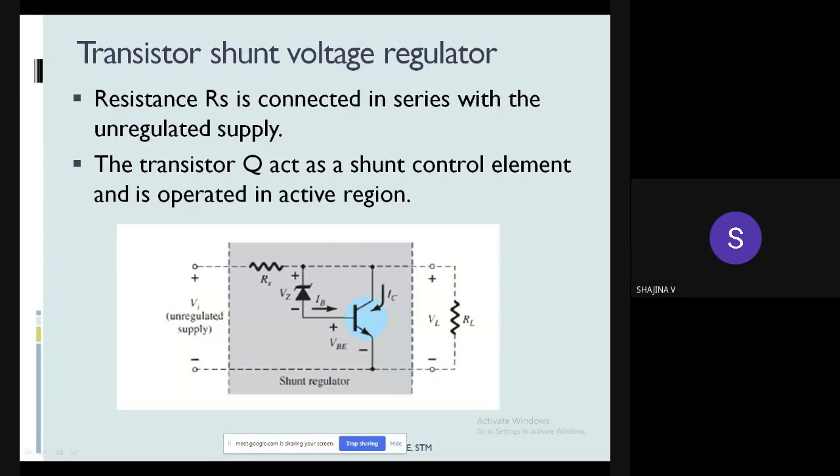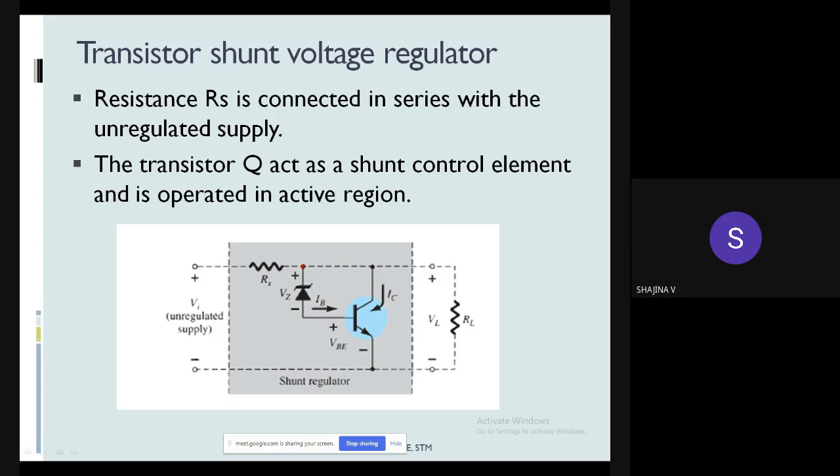That is, the unregulated power supply is given to the series resistor, and in parallel with the load resistor you have the transistor, which acts as the control element, and it is operated in the active region. That means this transistor will be in the on condition. And we are connecting the Zener diode in between the base and collector of the transistor.